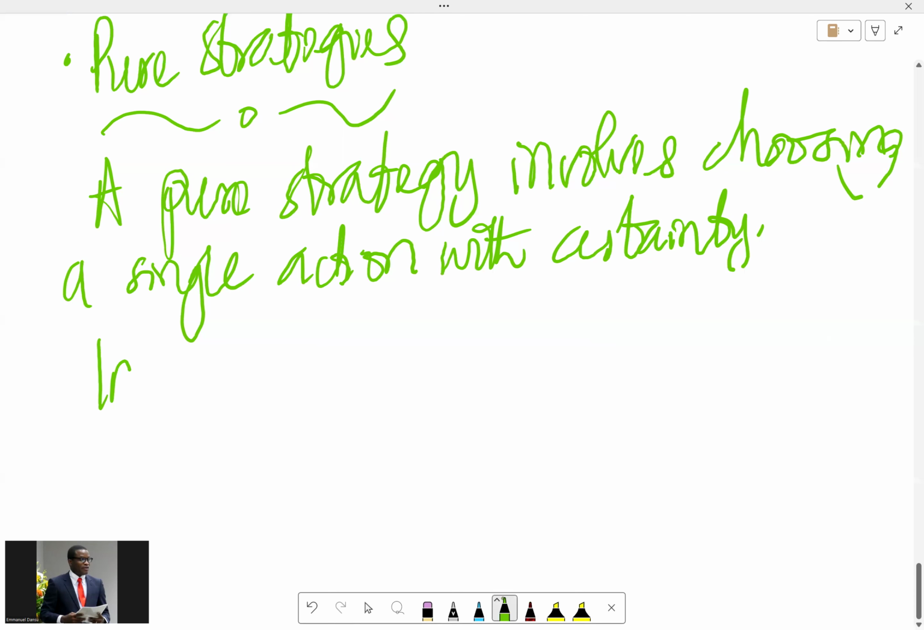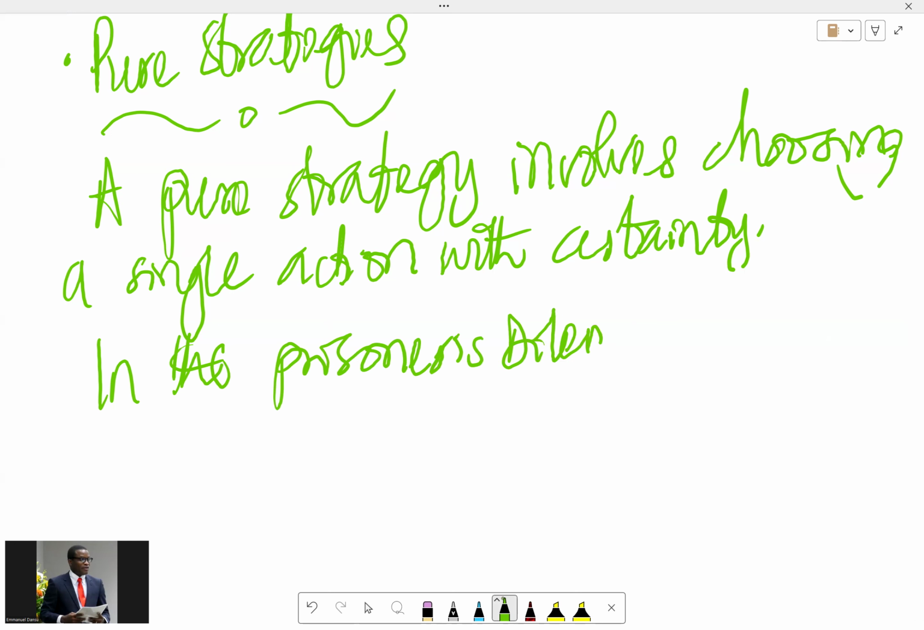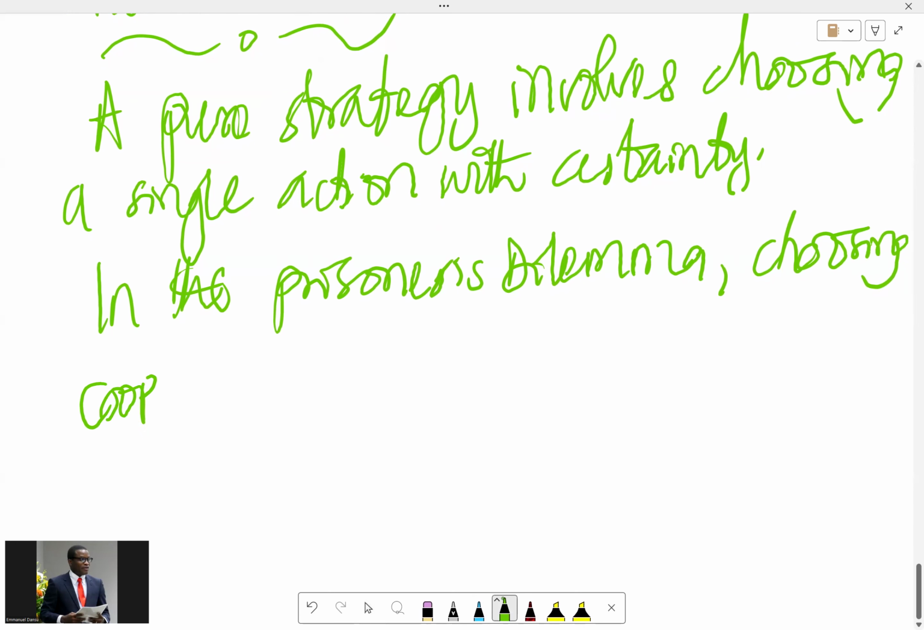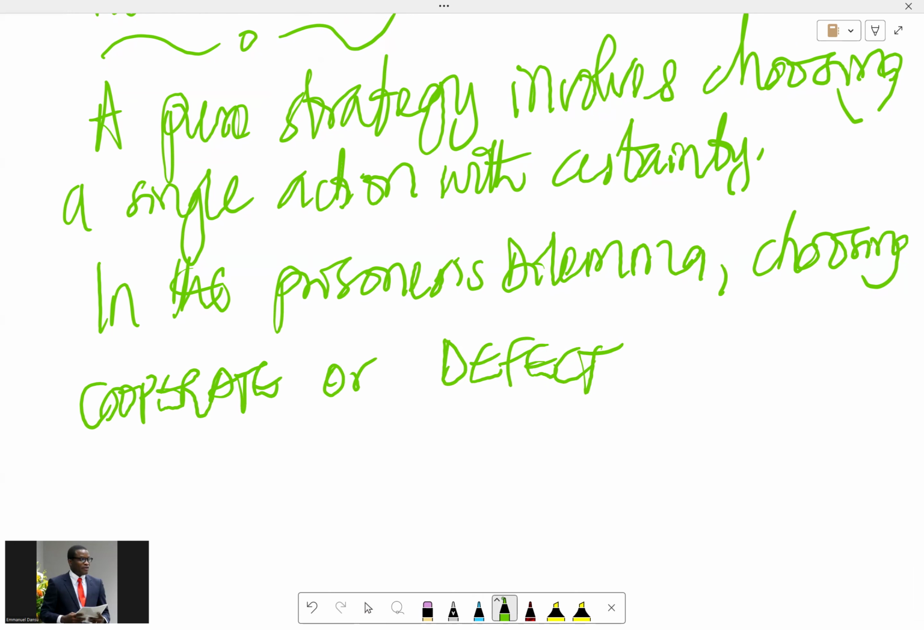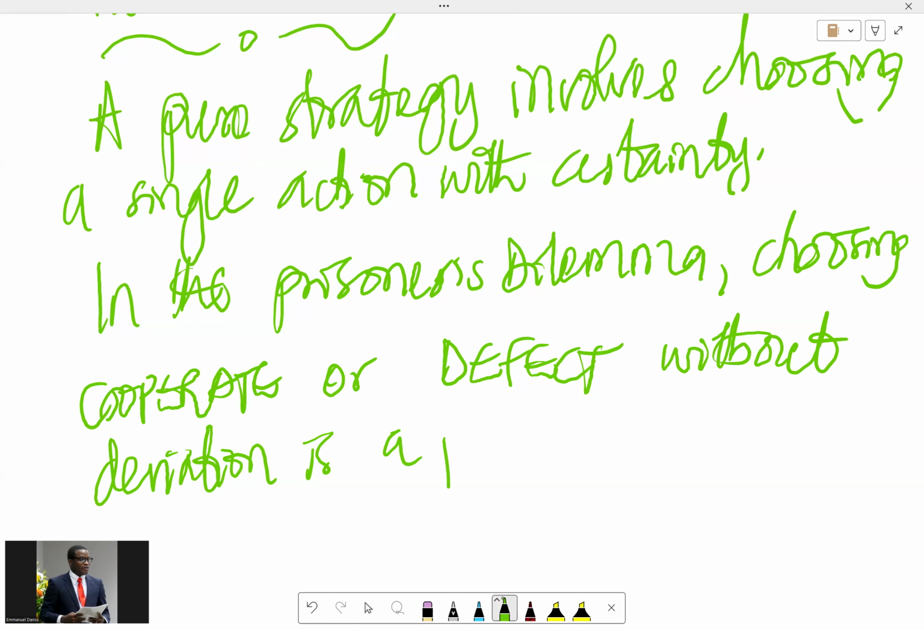Okay, in the prisoner's dilemma, choosing cooperate or defect without deviation is a pure strategy.